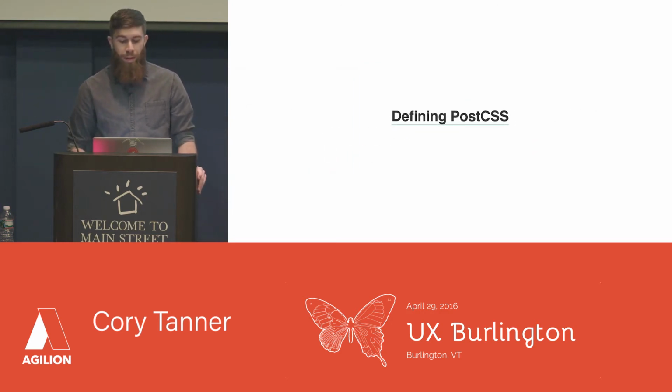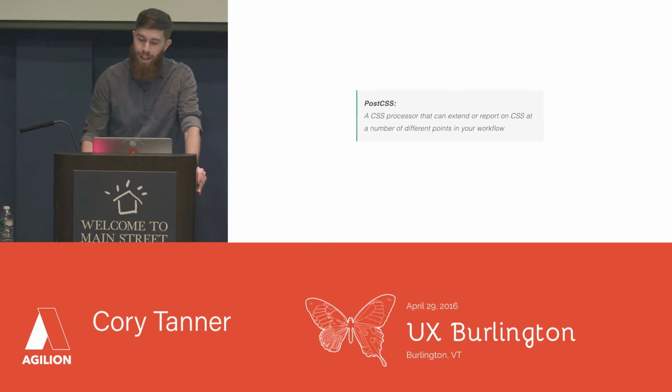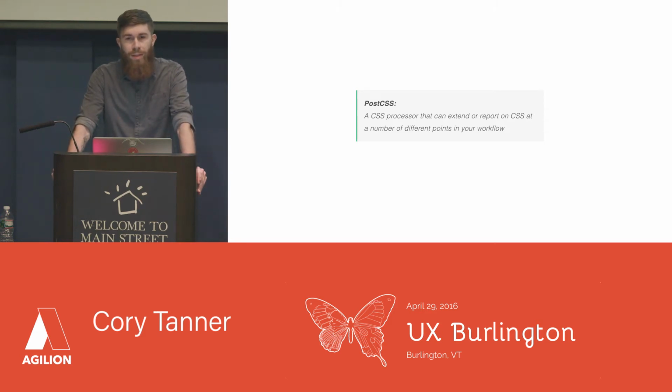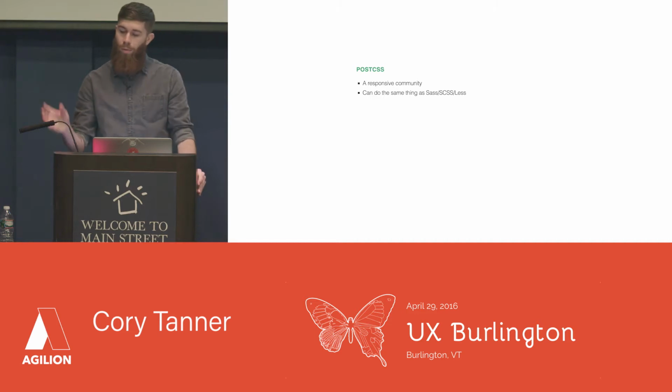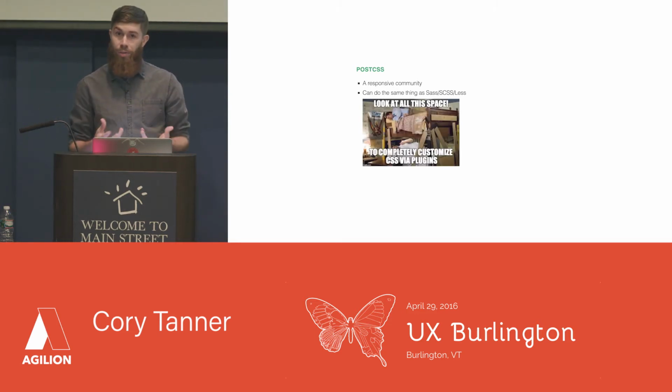So let's dive into what PostCSS is. The definition is a CSS processor, which is important to note, that can extend or report on CSS at a number of different points within your workflow. When you think about CSS processors, you look at them as a preprocessor or a post-processor. Then I have a middle ground where linters come in, which reports on your CSS.